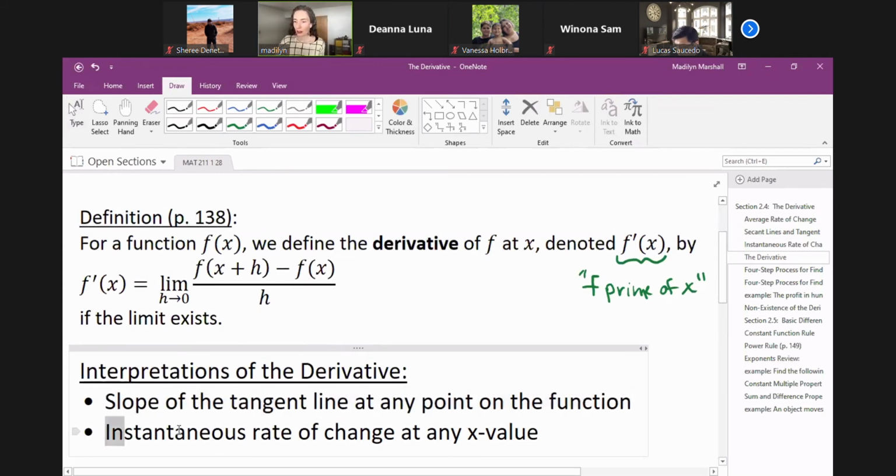We can also think of it as the instantaneous rate of change at any x value. So like when the ball is dropping, we found the instantaneous velocity, which is a rate of change at a certain time. So these are both basically the same thing. They're just different ways of looking at the same thing. In either way, we're looking at how y changes as x changes at one exact point.